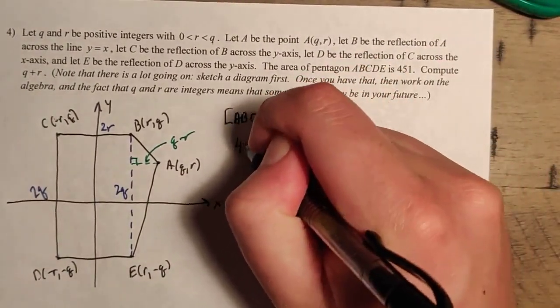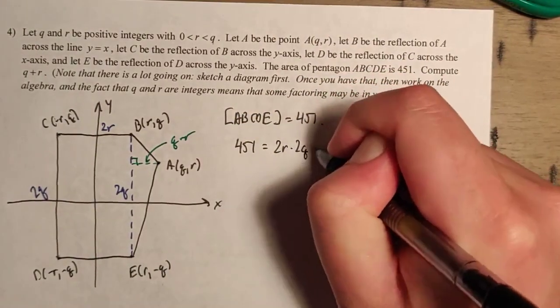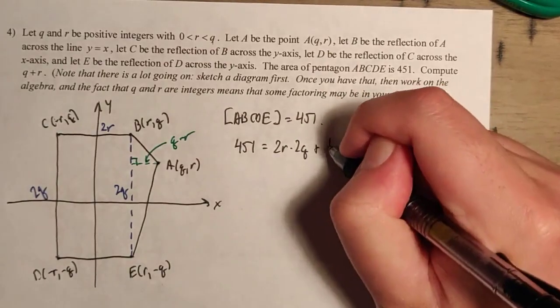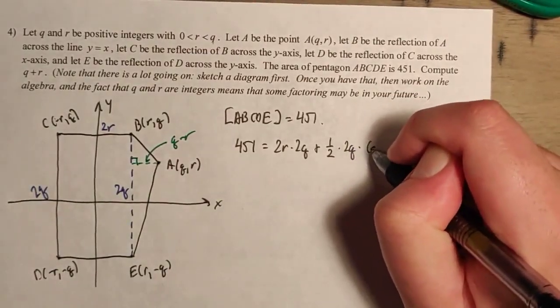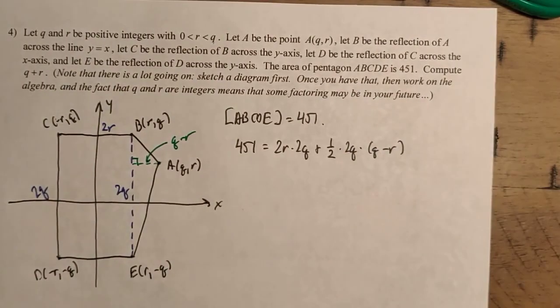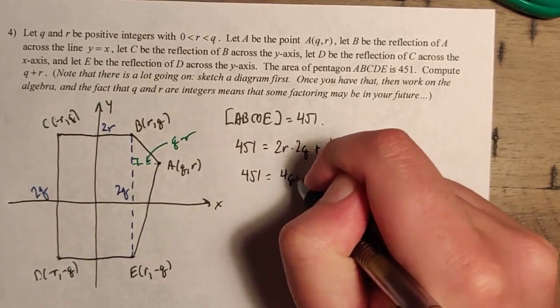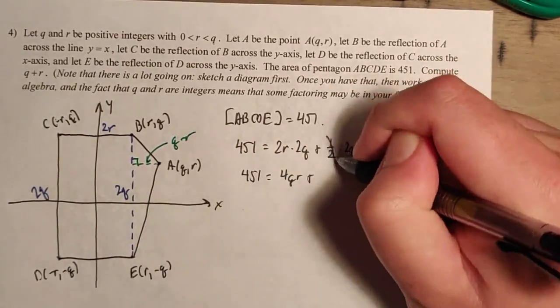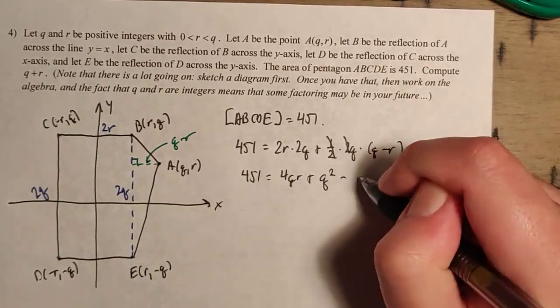Anyway, so we're going to write this out. 451 is going to be the area of the rectangle, which is going to be 2R times 2Q. And then we're going to add the area of the triangle, which is going to be 1/2 the base, which is 2Q, and the height, which is Q minus R. Okay, so that means 451 equals 4QR plus, well, the 1/2 and 2 drop out, and we're left with Q times (Q minus R), which is Q squared minus QR.